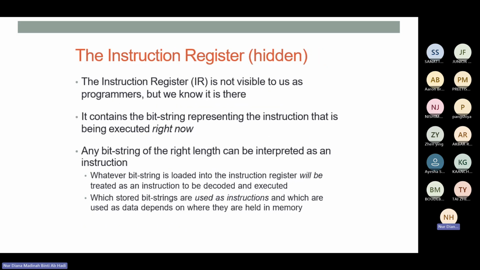Usually the instruction register will be hidden from the programmers, but we know it is there. Inside the IR we will have a bit string which represents the instruction that is currently being executed. Any bit string can be interpreted as an instruction. Whatever bit string is loaded into the instruction register will be treated as an instruction to be decoded and executed. Which stored bit strings are used as instructions and which are used as data depends on where they are held inside your memory.